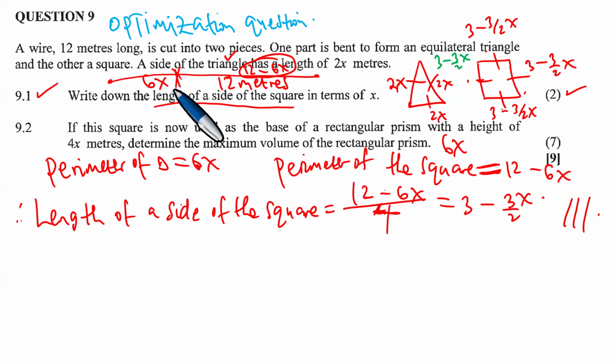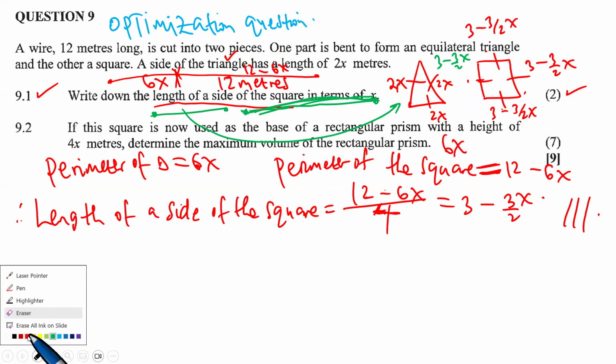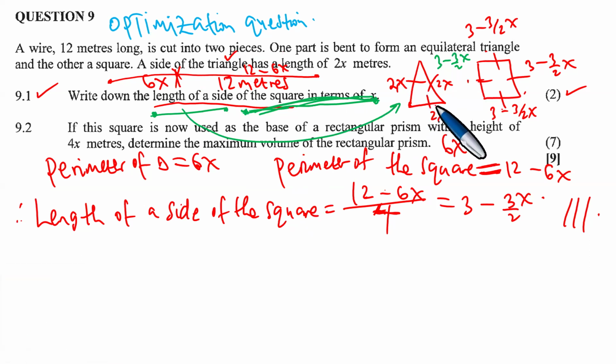A side of the triangle has a length of 2x meters. So here is one piece of the wire, and there's another piece of the wire. This one we form into an equilateral triangle. If you form the triangle, what then happens? The examiner tells us that a side of the triangle has a length of 2x meters. So we form an equilateral triangle and the length is 2x meters: 2x, 2x, 2x.